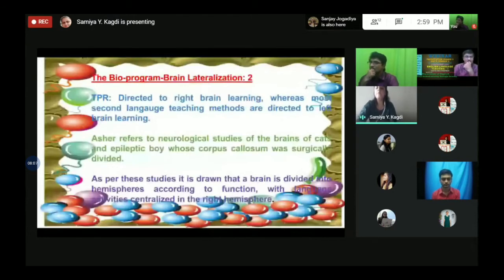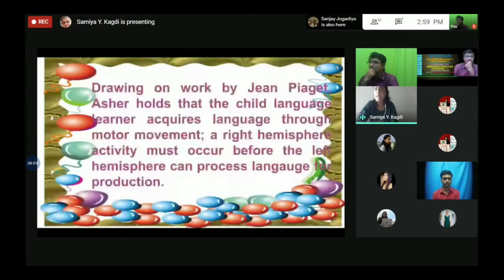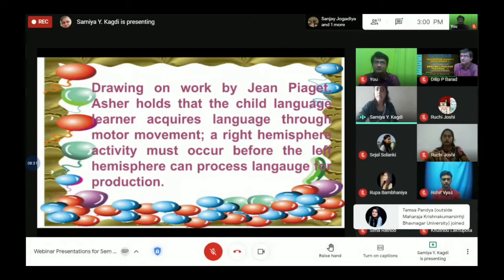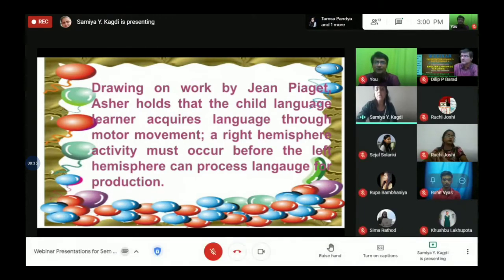Going on to the work by Jean Piaget. Jean Piaget emphasizes total physical response more, and based on this, Asher is saying that child language should be acquired through motor movement only. So in a later stage of learning, he may acquire language very fruitfully, in a way that will benefit him or her.